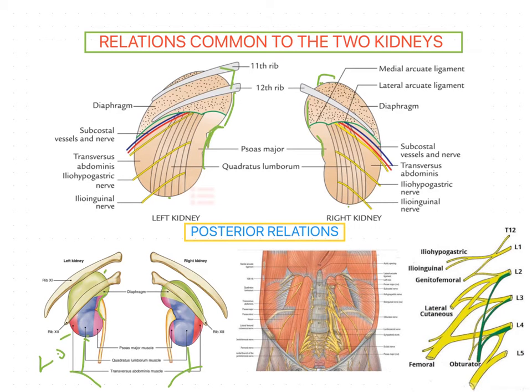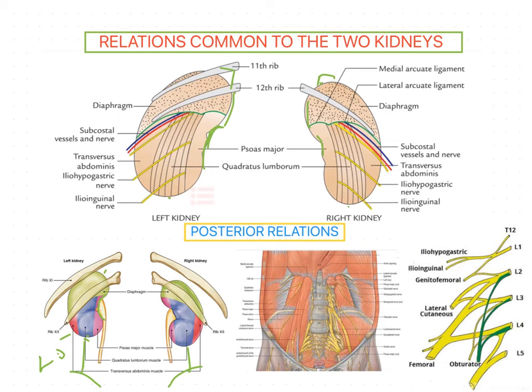So this becomes the hilus part. Above the hilus it is related to the suprarenal gland on the medial aspect, and below the hilum it is related to the ureter. Normally the ureter comes out from the hilum. So these are the common relations for both the kidneys.